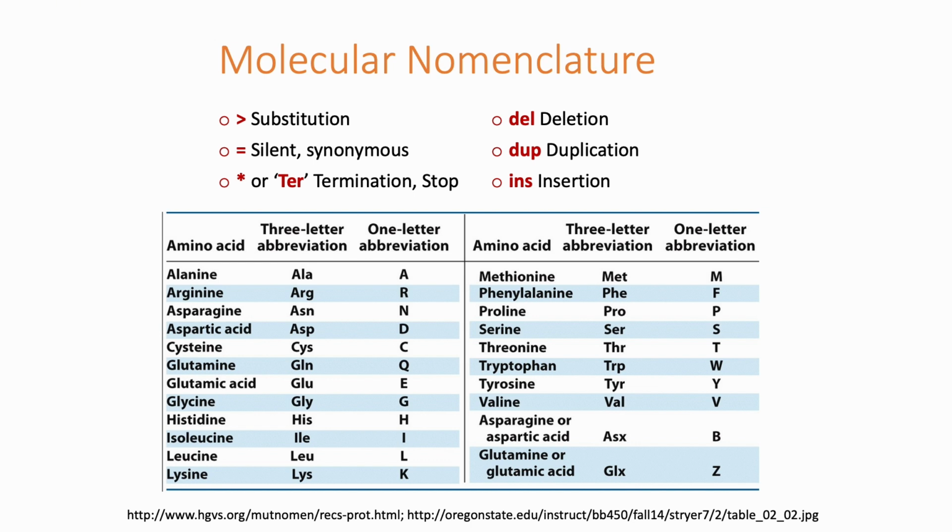Del stands for deletion, where one or more nucleotides are removed from the DNA sequence. Dup refers to a duplication, where a segment of DNA is copied and inserted next to the original sequence. Lastly, ins means insertion, where additional nucleotides are added into the DNA sequence.